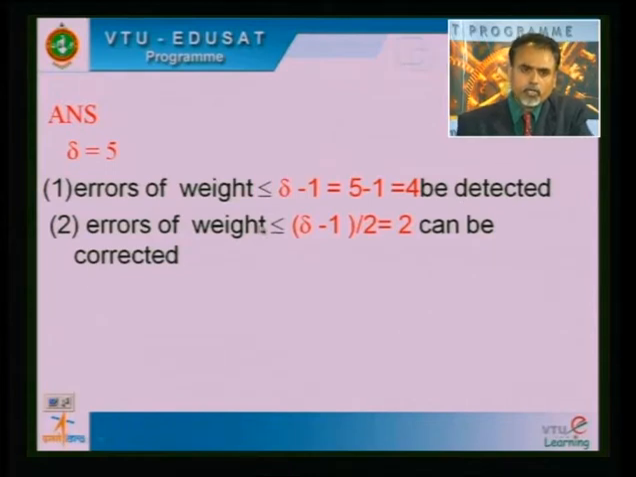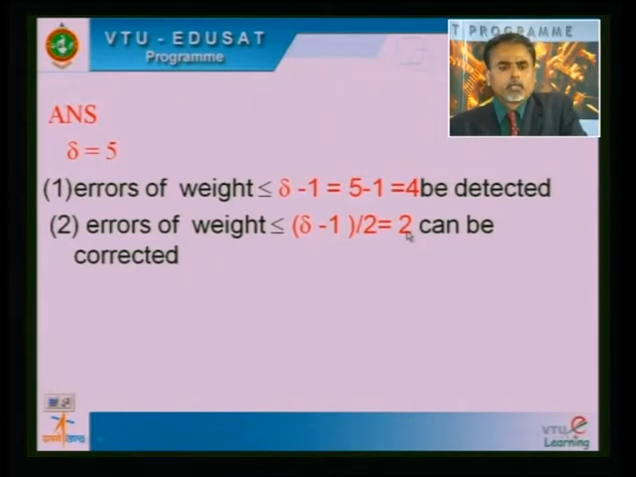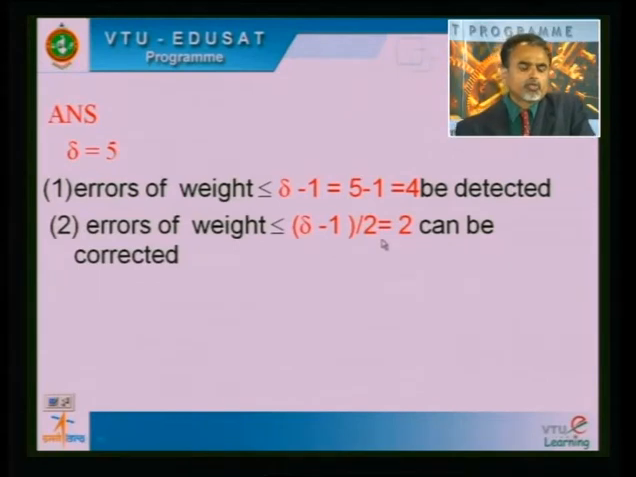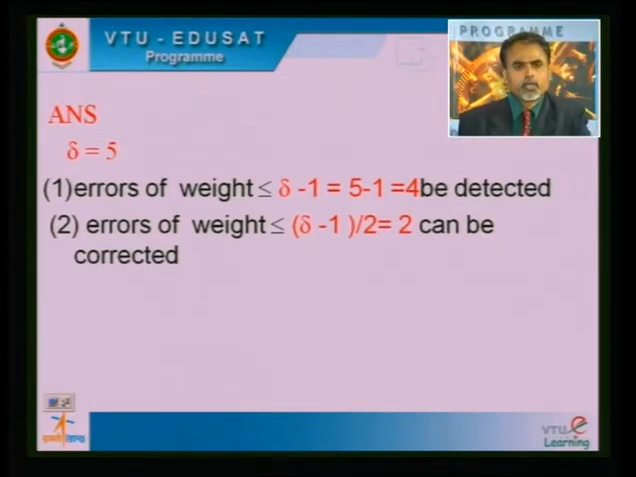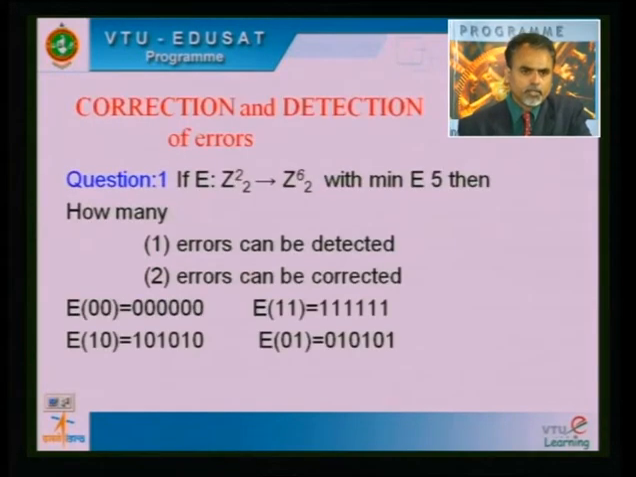And whatever errors you have found in C equal to R plus C, that error word, if the weight is less than or equal to 2, that is 0, 1, 2, okay, weight is nothing but the number of ones in that. If the weight is less than or equal to 2, such errors can be corrected also. So, that is the advantage of these Hamming distances.